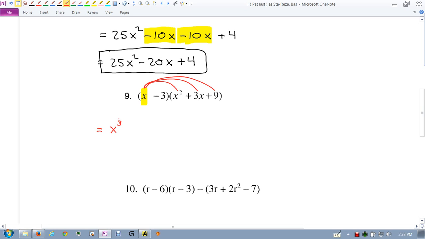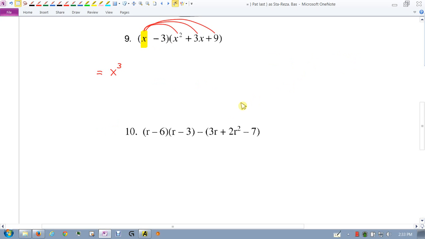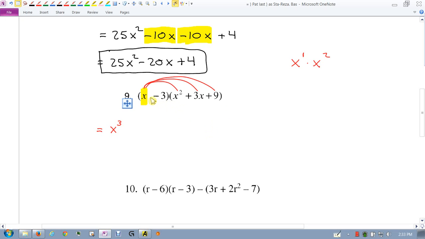What are you doing to get x cubed, just to make sure we're all on the same page? x times x squared. What are you actually doing? It's x to the first power, and so you're adding the exponents. 1 plus 2 is 3. Okay, just want to make sure you're okay with that. And then the next one, x times 3x. The 3 is going to stay there, but now x squared, because 1 and 1 add up to be 2.